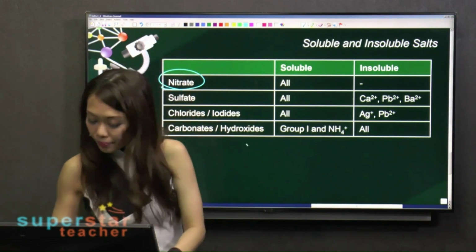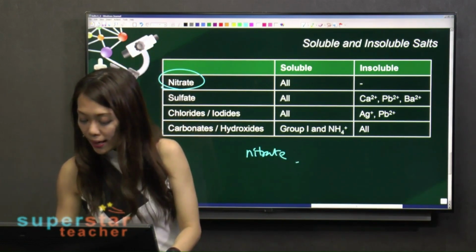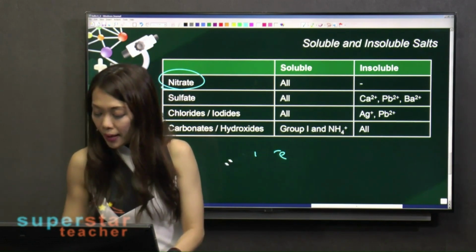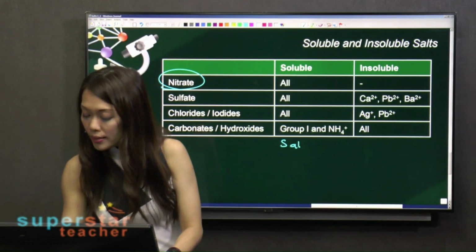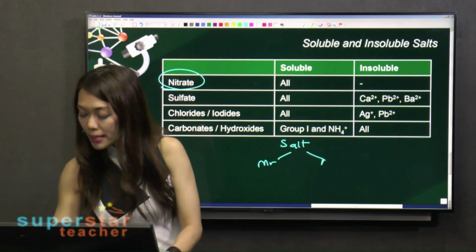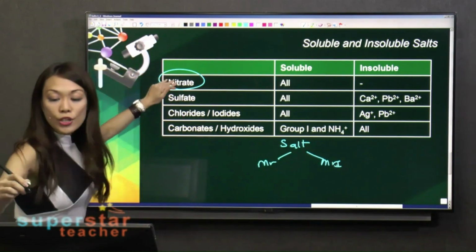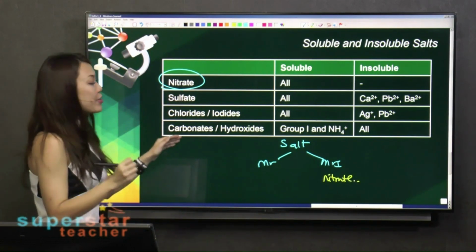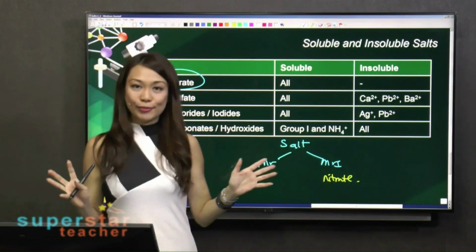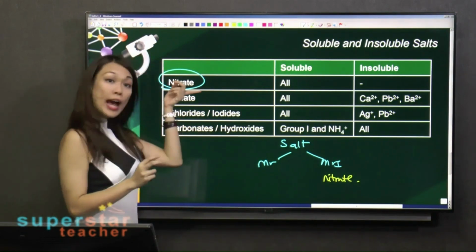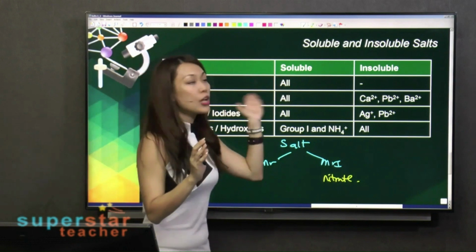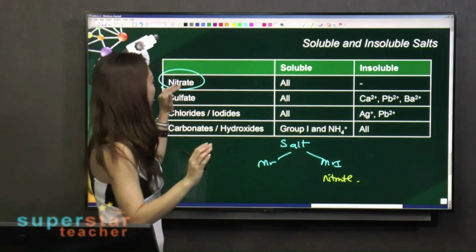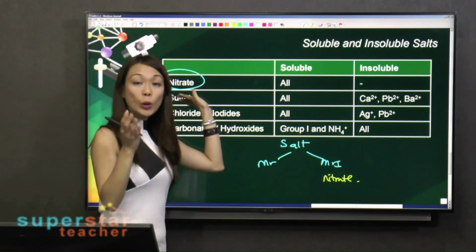That means nitrate is here and I just need a mister, because a salt is a what? Let me write it down properly. A salt is a mister and a missus, which means that I have given you the missus, which is your nitrate here. The mister, you can insert any metal. And surprisingly, for nitrate, all the salts of nitrate are soluble. So you can name any metal in front of nitrate and it is actually a soluble salt.